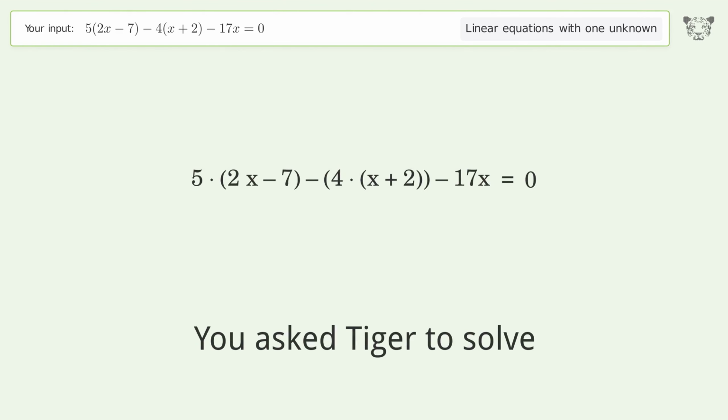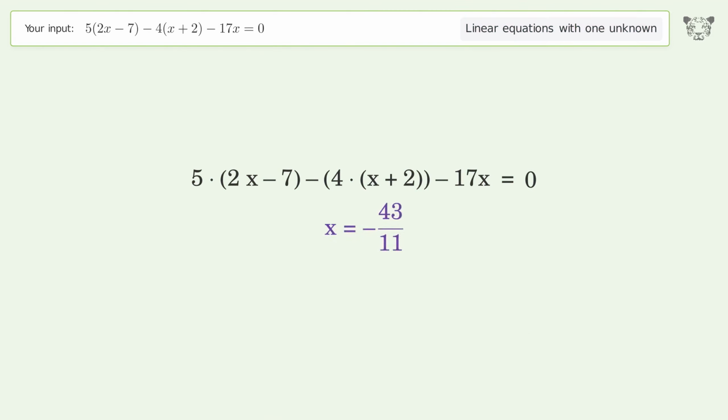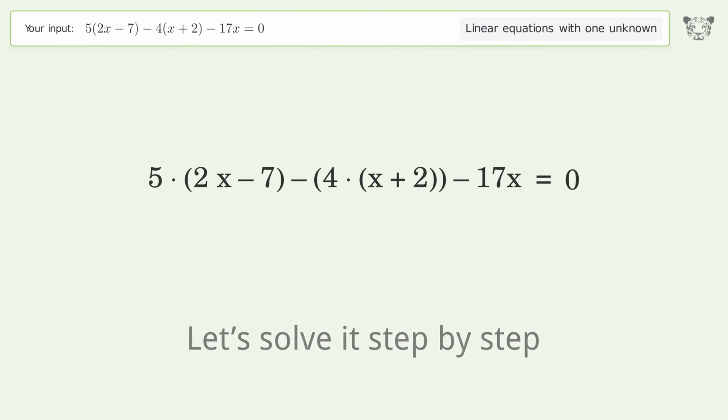You ask Tiger to solve. This deals with linear equations with one unknown. The final result is x equals -43/11. Let's solve it step by step.